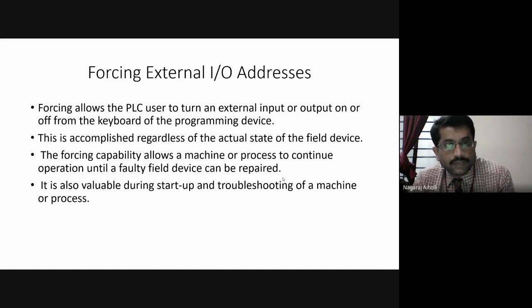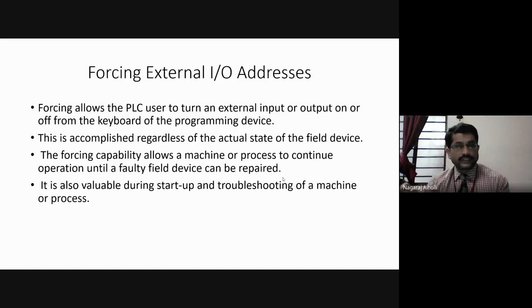Let us say the field device is in the on state. Forcibly, the user can make the field device, that is input or output devices, turn off. This depends on the will and wish of the user or the programmer. When doing this, what is the advantage? The advantage is that the machine or the process is made to overcome the faulty field device, and then the faulty device can be repaired.